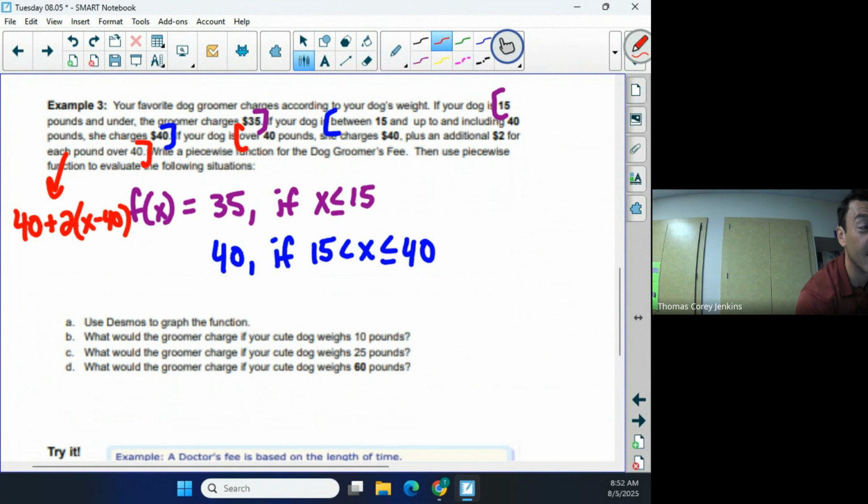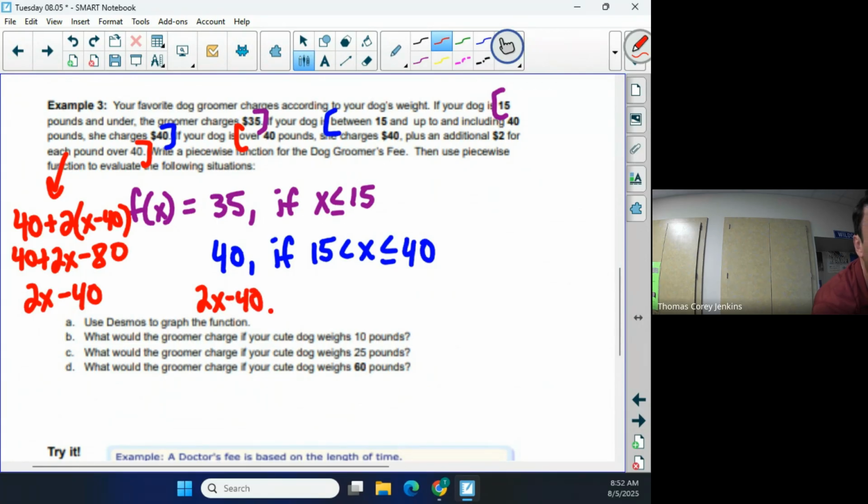So you could just leave it like that, or we can clean that up. I like it cleaned up, so I'm going to distribute and combine like terms there on that expression to get 2x minus 40. Okay, so that's going to be my last rule, 2 times x minus 40 if x is greater than 40. So there we have all our pieces kind of put together.